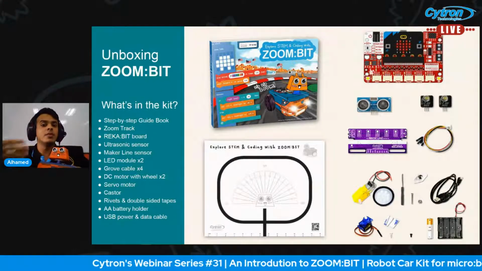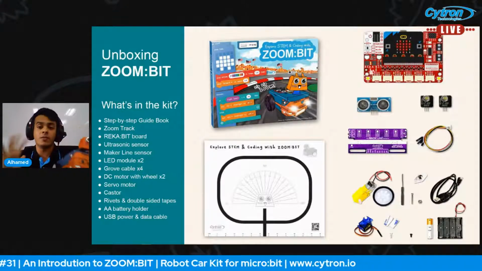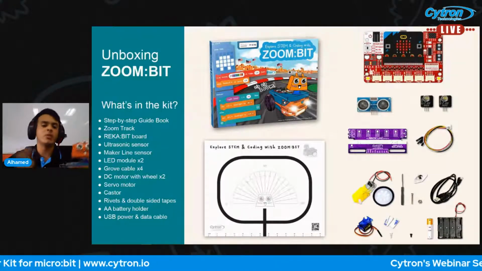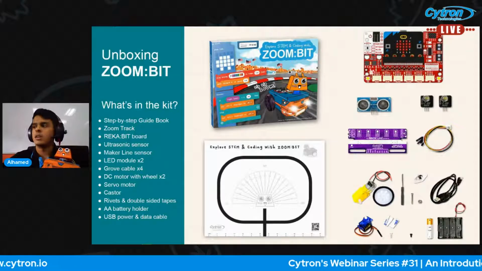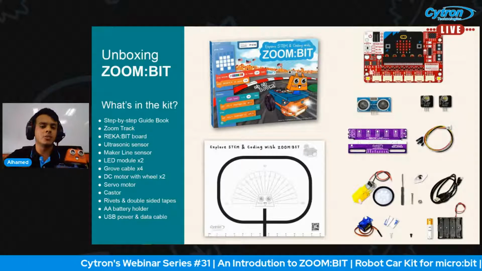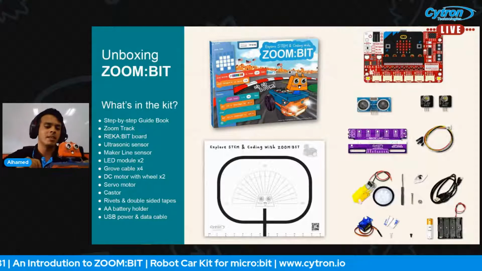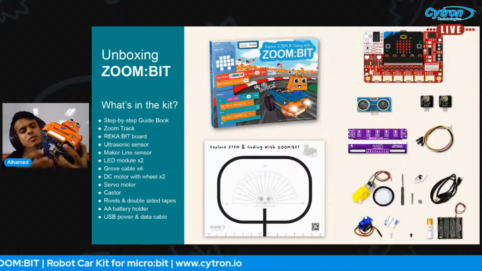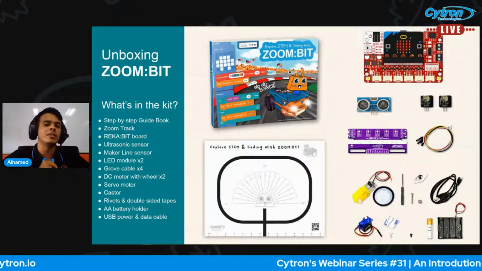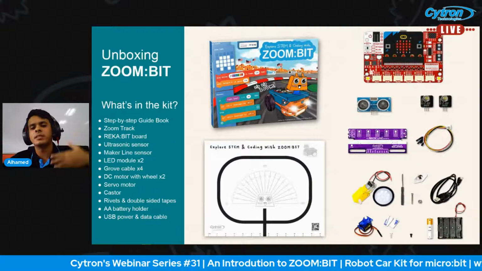Also, there are a few more things we got in the kit. We should receive four Grove cables to make the connection easily between the sensors and the Rekabit board. Also, we got two DC motors with the wheels and a servo motor as well to change the direction of the robot head, as you can see here. A caster wheel at the front side to support the car, and rivets and double-sided tape to fix the components into the car. And lastly, we have a battery holder, and a USB power and data cable.